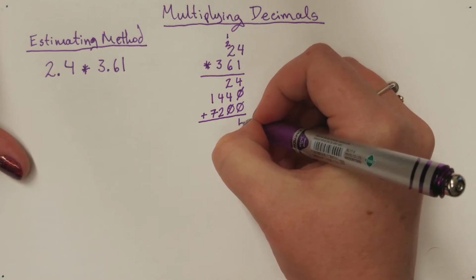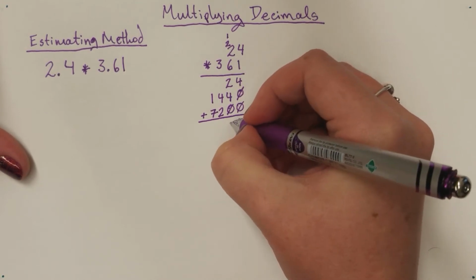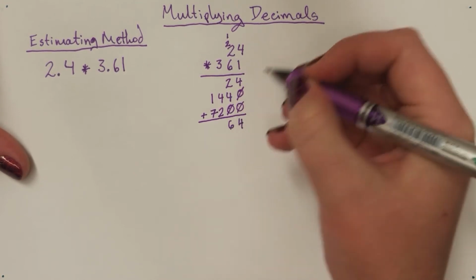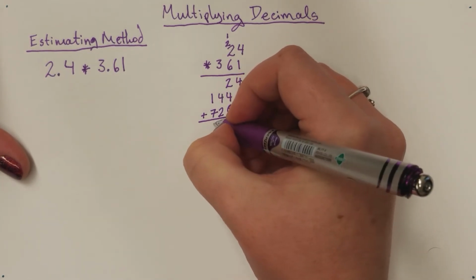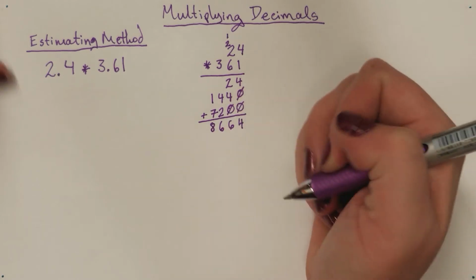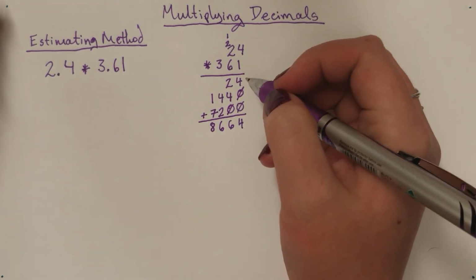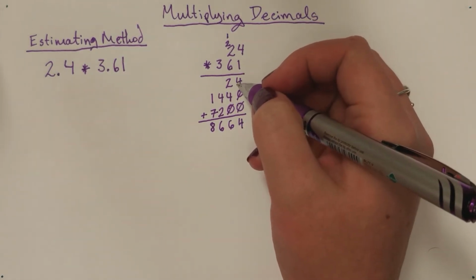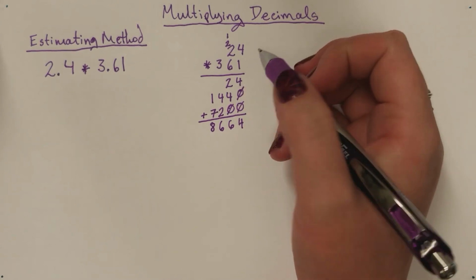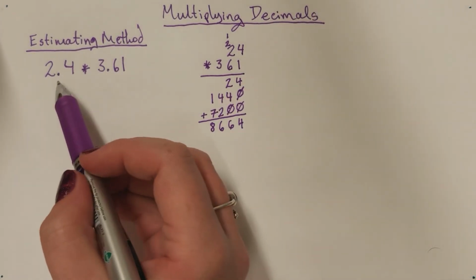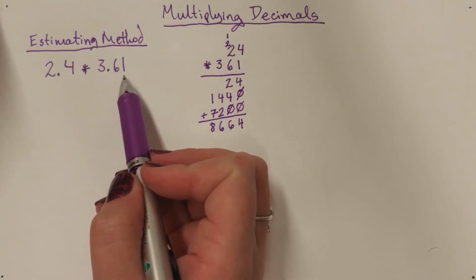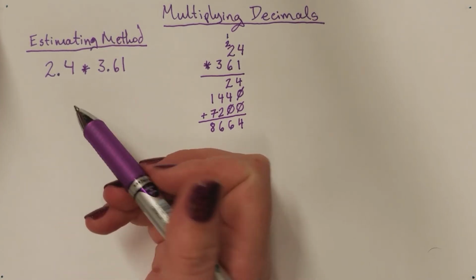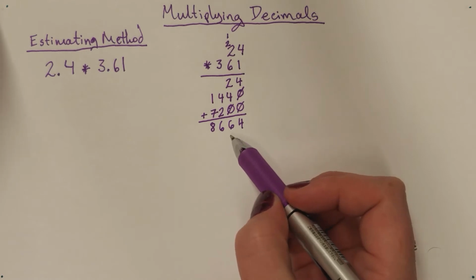4 plus a bunch of zeros is 4. 2 plus 4 plus 0, that's 6. 4 plus 2 is 6. And 1 plus 7 is 8. Now, that of course is not our final answer. And I say of course because look at these numbers to begin with. 2.4 times 3.61. There's no way that can be 8,000 anything.